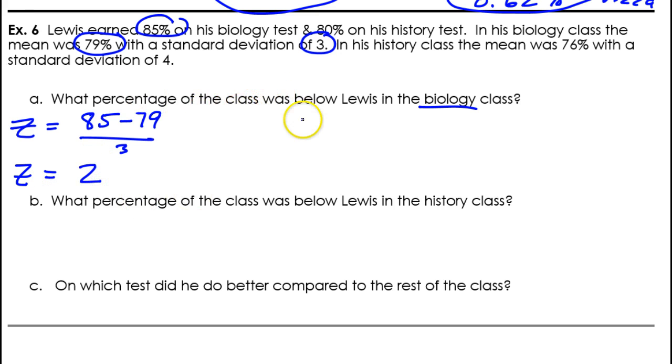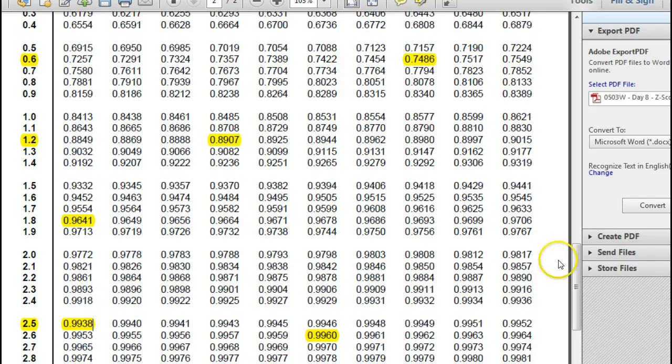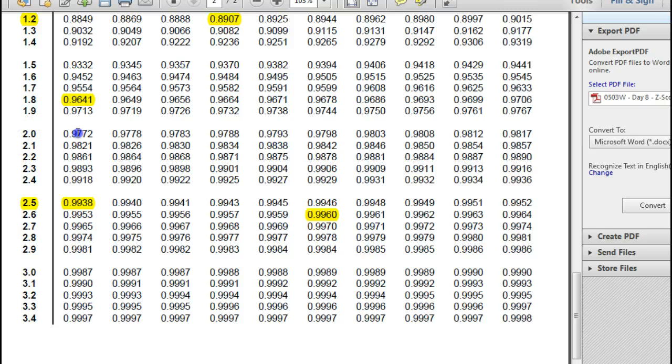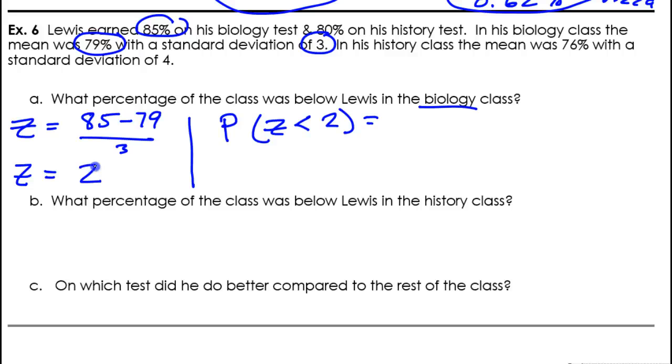Okay, so what percentage of the class scored below? So in this case, can we read this right off the chart, or do we need to subtract from 100? We can read it right off the chart. So the percentage of z-scores less than 2 is what we want. Okay, right, because here's the 2 right here. So that's 97.72%.